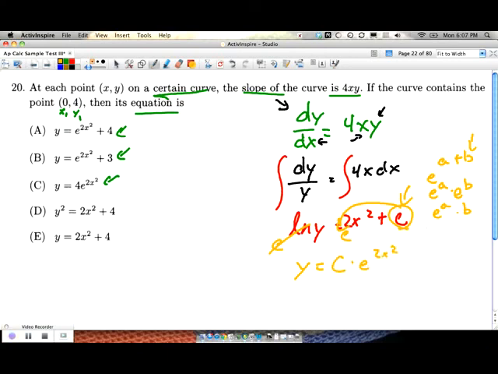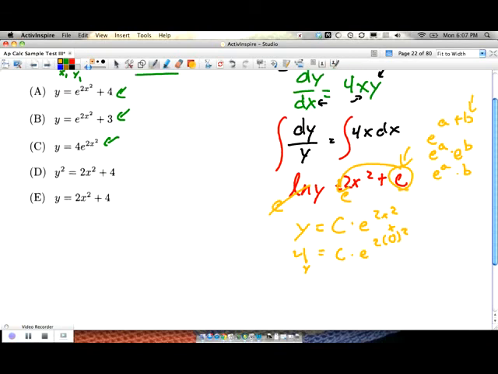Here's where our other information starts to come into play. We know that x is 0, and y is 4. So we're going to plug those in. That means that 4, that's my y value, equals c times e to the 2 times 0 squared. That's my x value. Well, if I were to simplify these things, 2 times 0 squared is going to be e to the 0, which is just 1. So 4 equals c.